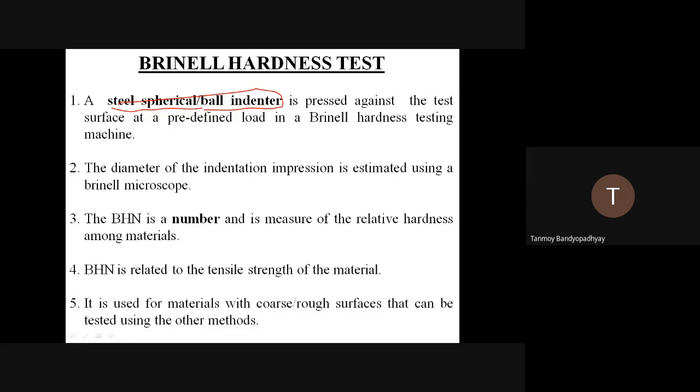Whenever the surface is very coarse or rough, we go for the Brinell hardness test. And whenever the surface is very fine, or the grains, there is something called grains, and that is part of metallography, I'm not going into this. So whenever the grains that form the structure are very coarse, or the surfaces are very rough, we use the Brinell hardness test. And whenever the surfaces are comparatively smooth and the grains are finer, we go for the Rockwell hardness test.